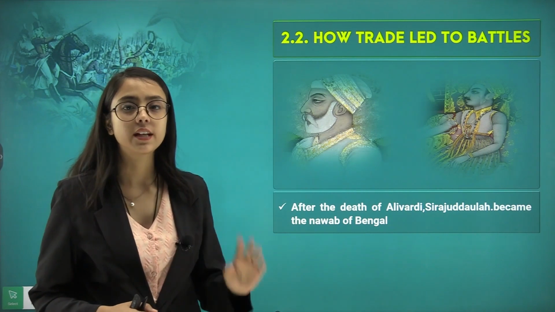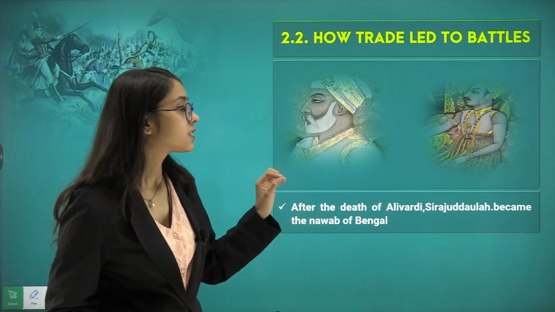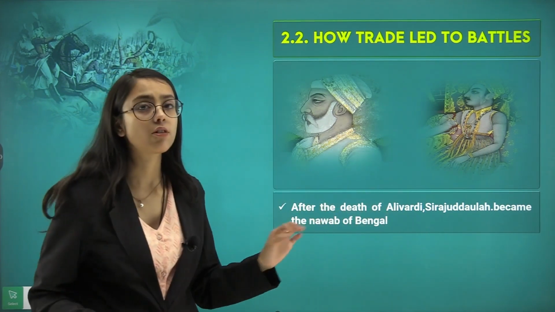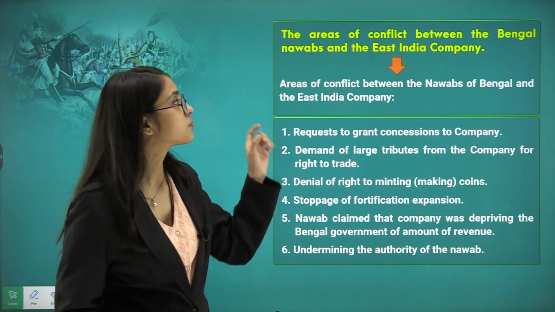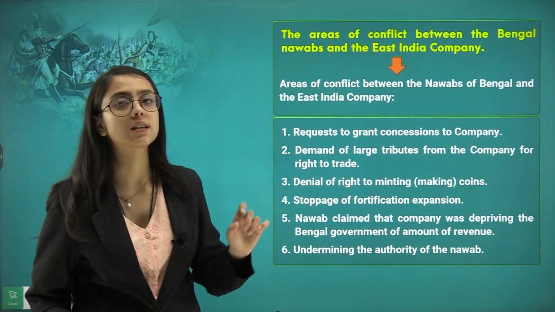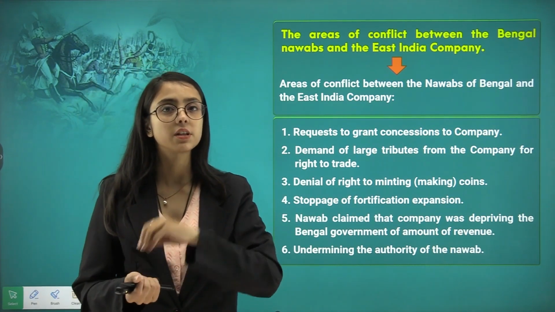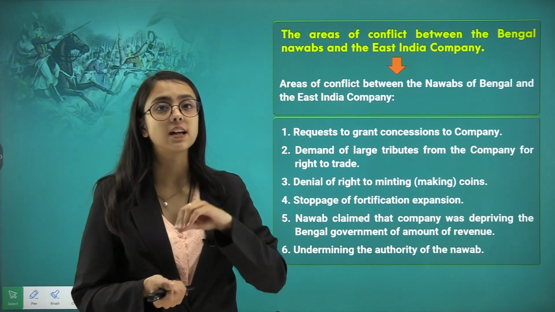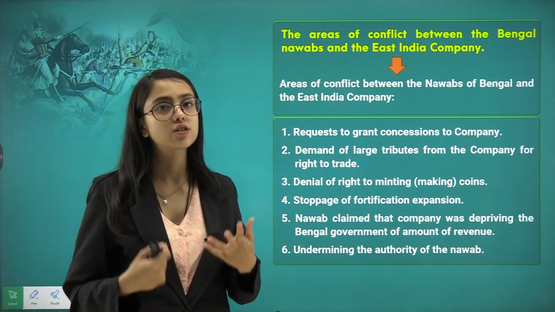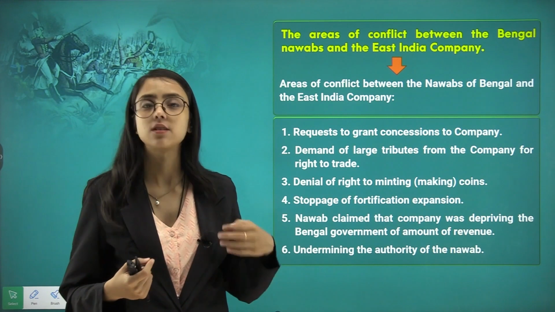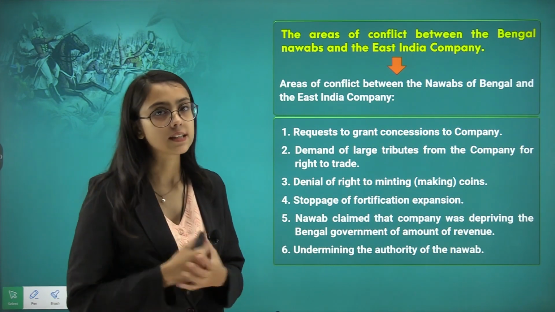So after the death of Alivardi, Sirajuddaulah became the Nawab of Bengal. So the areas of conflict between Bengal Nawabs and the East India Company. Of course, the East India Company first set up its feet and its root in Bengal, so there had to be some conflict. There was always conflict between the local zamindars, subedars and rulers with the East India Company.